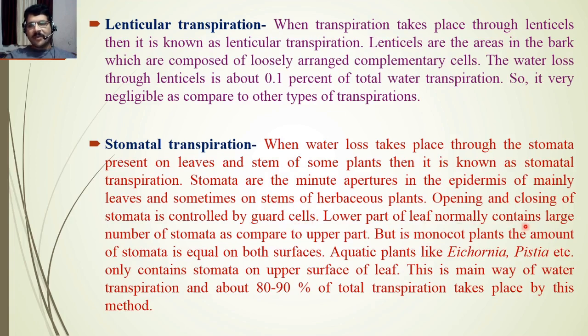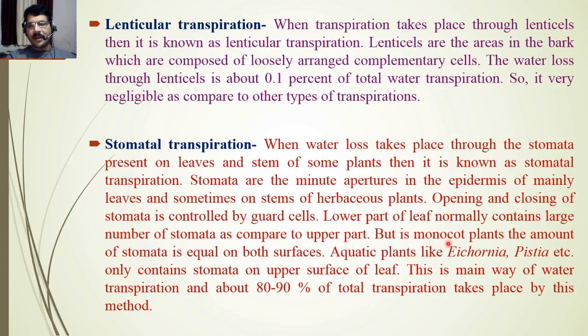The lower part of a leaf normally contains a large number of stomata as compared to the upper part. This is the natural arrangement of stomata on a leaf. It prevents over-transpiration or excess water loss: the lower part is not directly exposed to sunlight, so it contains more stomata, but the upper part, being more exposed to sunlight, contains fewer stomata.